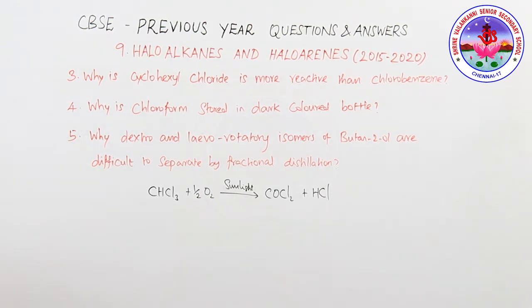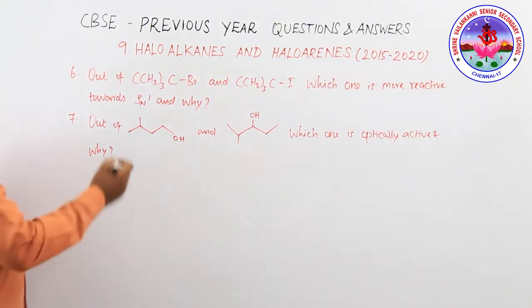Usually it is because they do not differ appreciably in their boiling point, that is the physical properties, but differ in the optical rotation and the biological properties. That is why the dextro and levo rotatory isomers of butan-2-ol are difficult to separate by fractional distillation. You have to write the key pointers: boiling point, like physical properties, and the biological properties, that is the optical rotation.